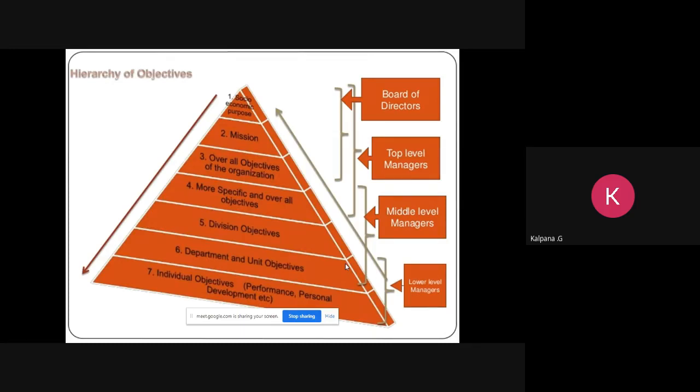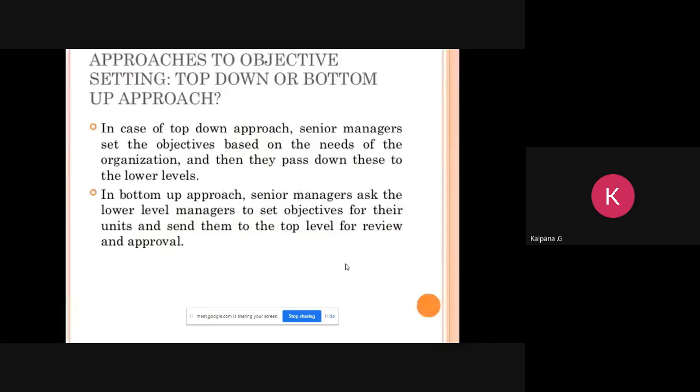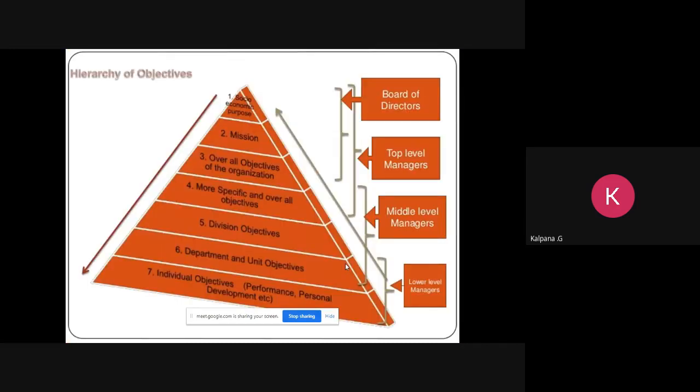When we talk about hierarchy, we have another important point. We have two approaches in which the hierarchy could be explained. The first one is the top-down approach, and the second one is the bottom-up approach. In the top-down approach, senior managers set the objectives based on the needs of the organization. They look into the market demands and the goal of the organization, set the objectives, and then pass them down to the lower level. This is called the top-down approach. This is what we are dealing with in the hierarchy of objectives.